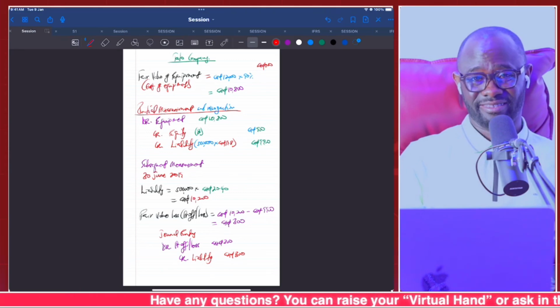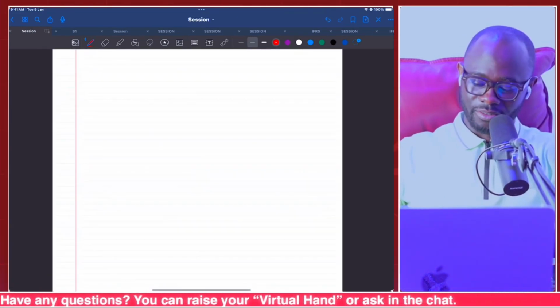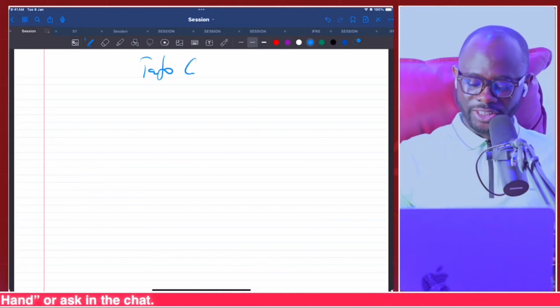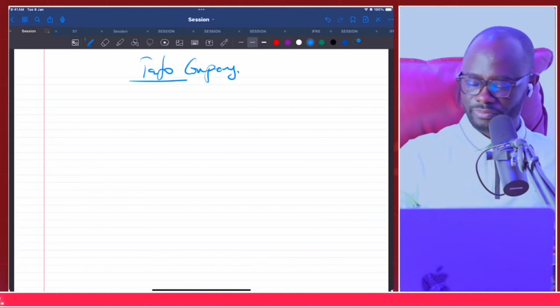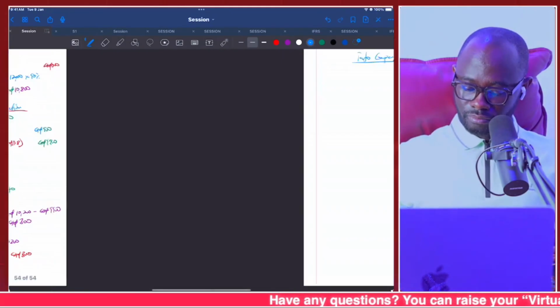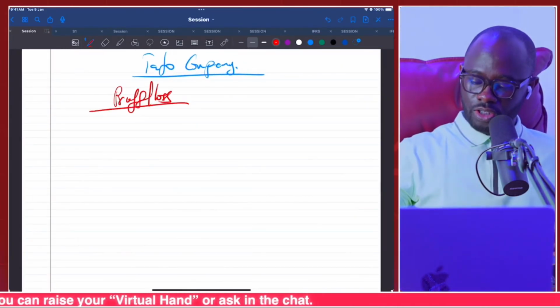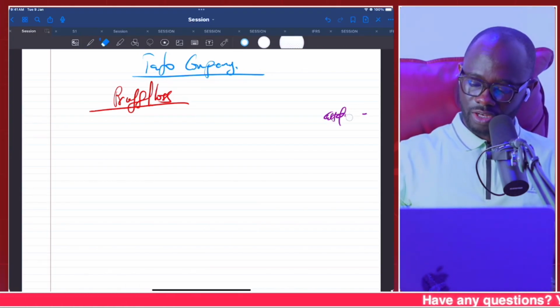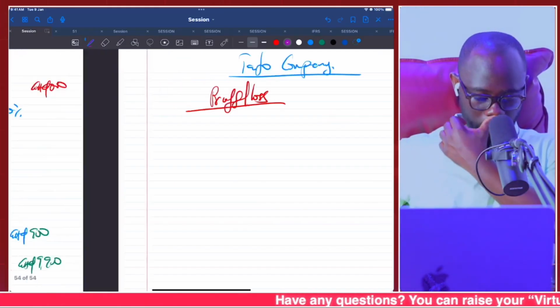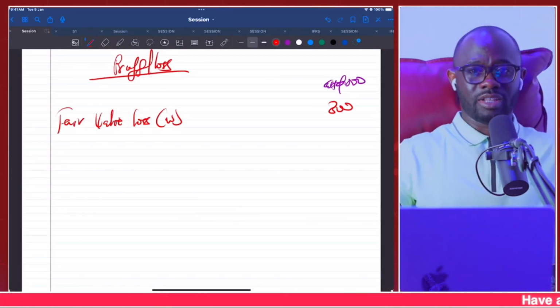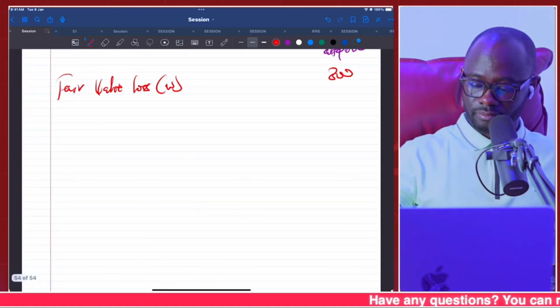We're done. Let me extract the financial statement for you, because some of you are like, I want to see how the financial statement will look like. I got you. Let's extract the financial statement. P&L extract. So in the profit or loss, what we got? We're going to just have the fair value loss. That's the only thing. The 300 is an extract, so leave it like that.